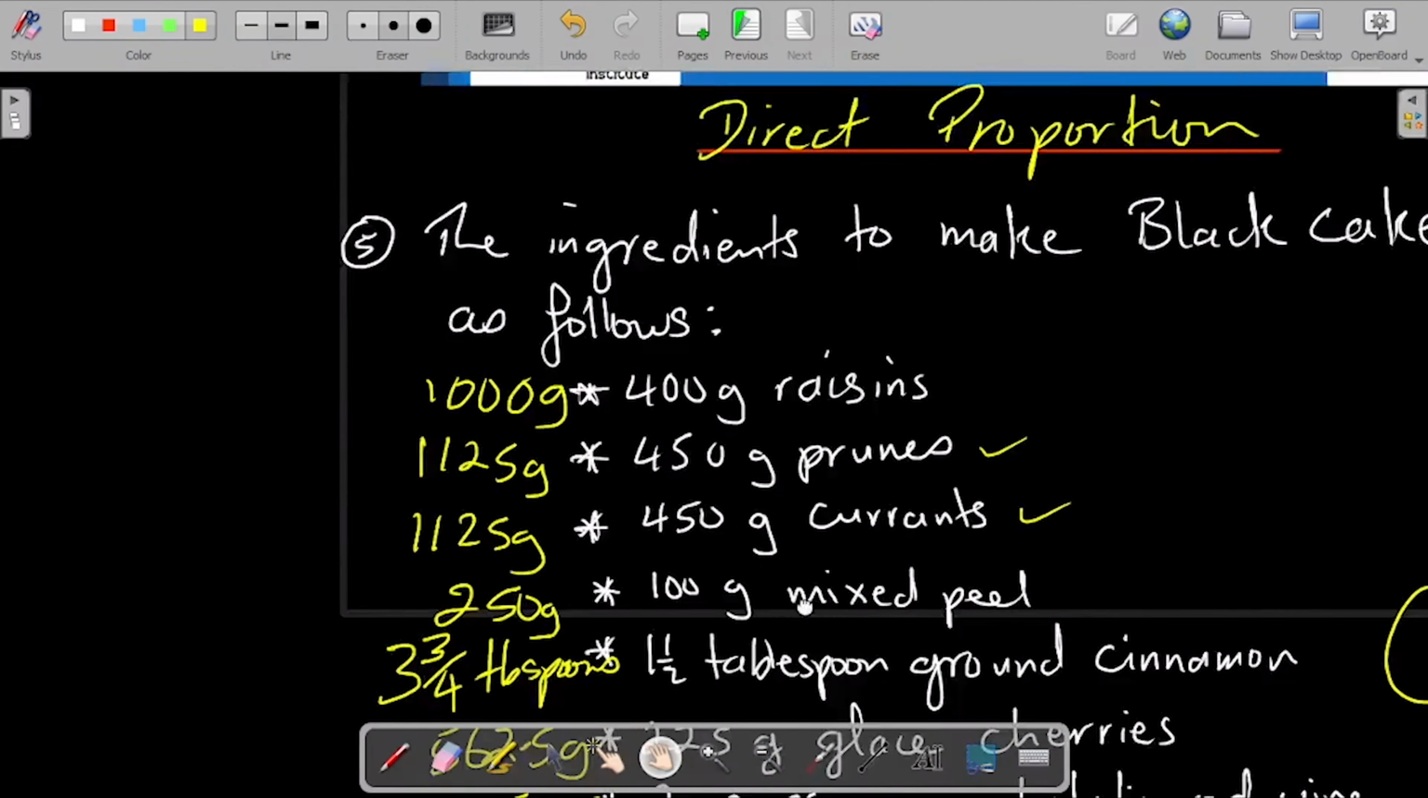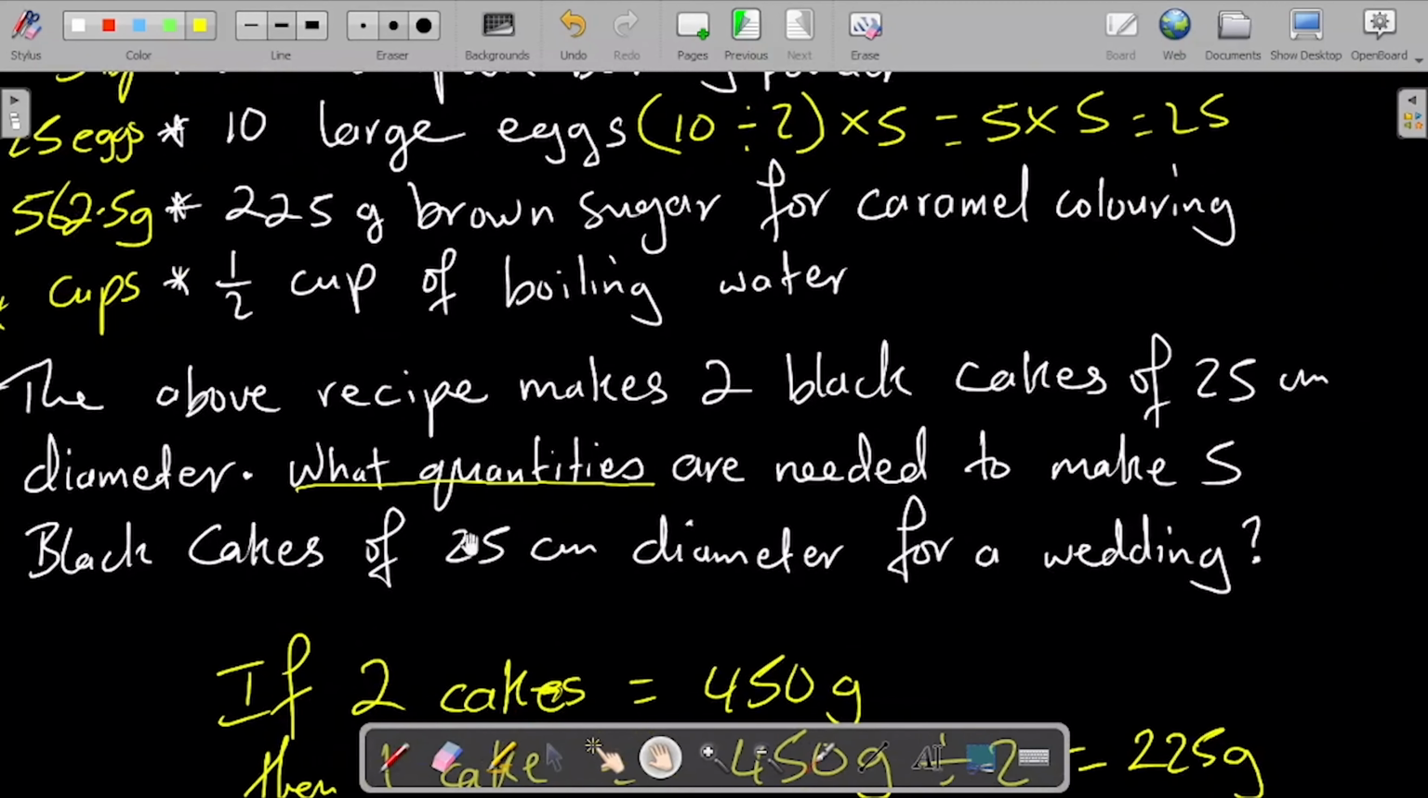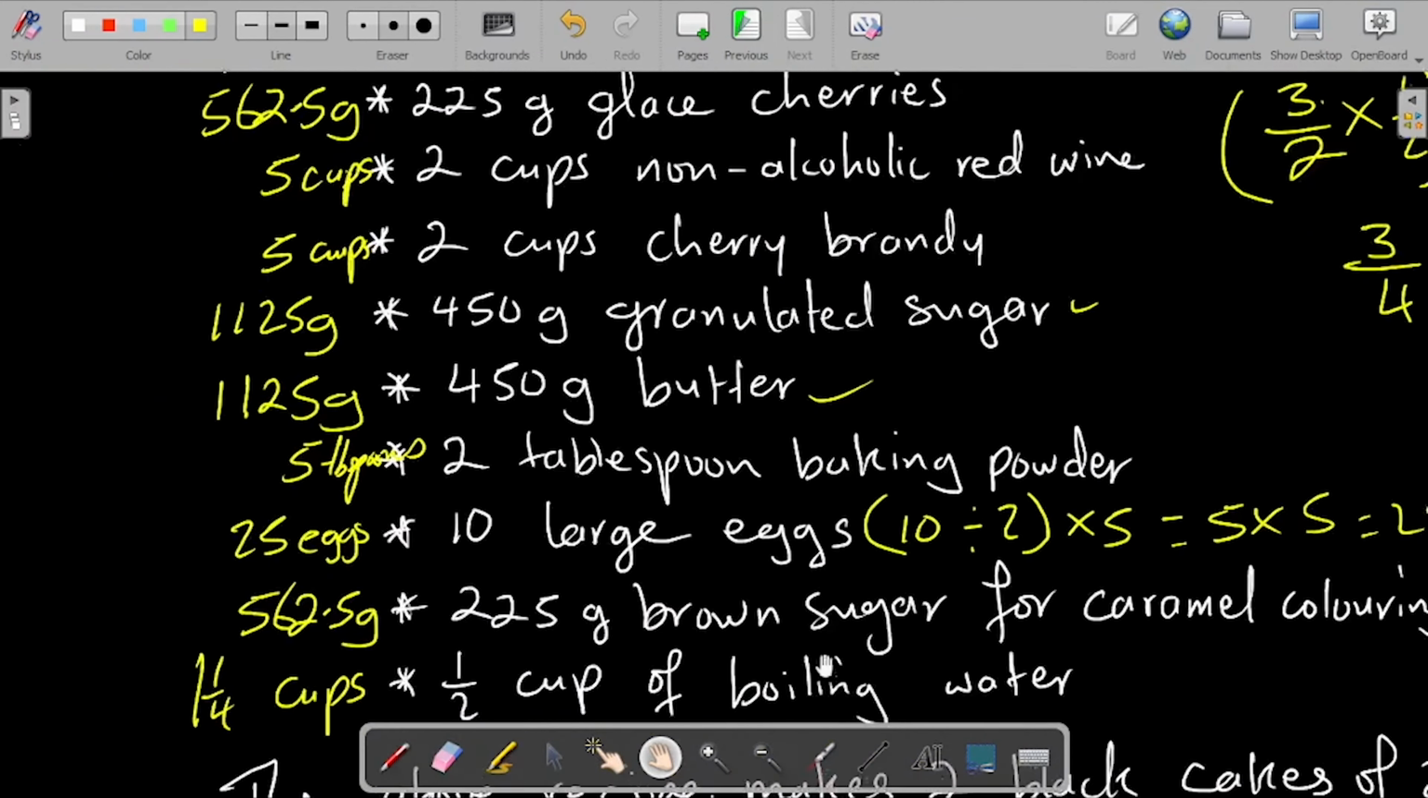Okay, so now we've calculated all the quantities of ingredients we would need to make 5 black cakes of 25 centimeter diameter for a wedding.